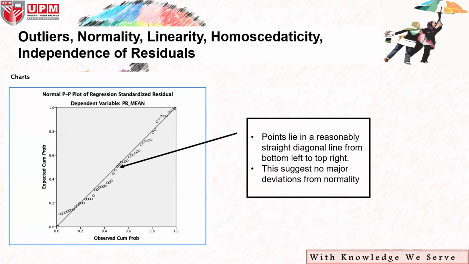Next, outliers, normality, linearity, homoscedasticity, and independence of residuals can be interpreted based on the PP plot. We have the PP plot in our findings, right? Do we have the PP plot?